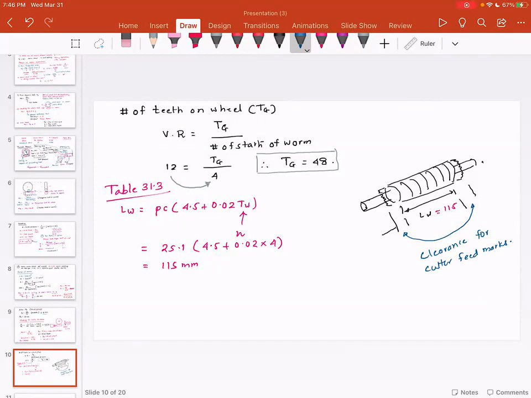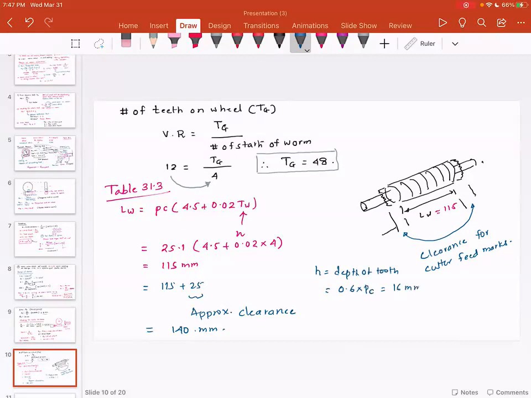So to compensate for the feed marks, I'm gonna add maybe about 25 millimeter of clearance. This is approximate. So 115 plus 25 approximate clearance. And that gives me the total length as 140 millimeter. And then using the same table 31.1, I can find out the value of H, which is the depth of tooth, which is 0.6 times PC, about 16 millimeter.